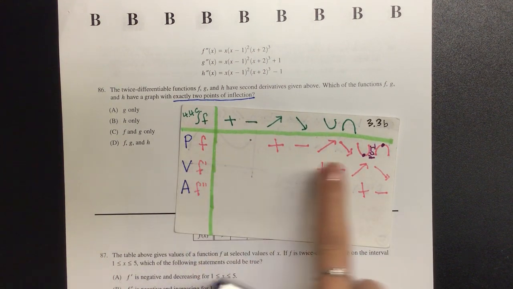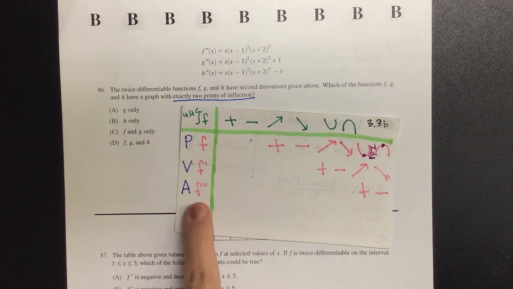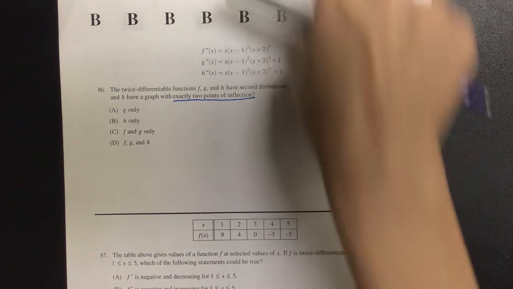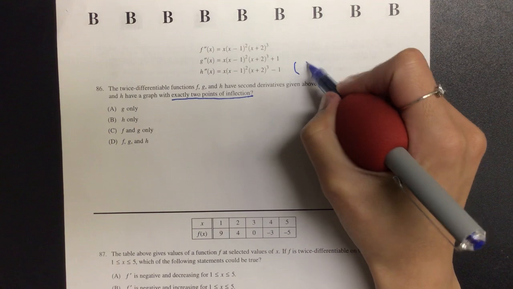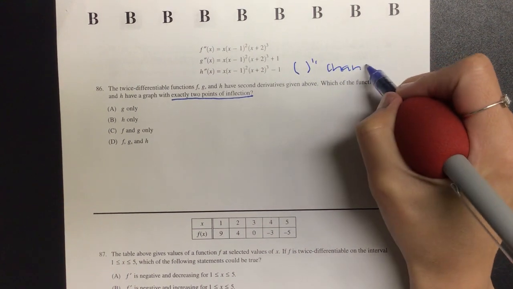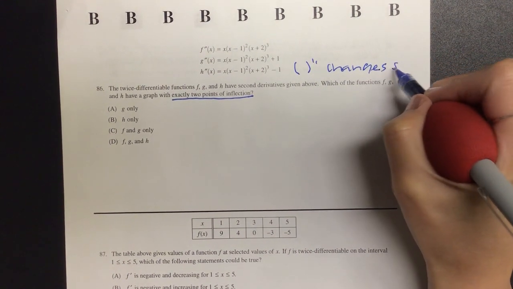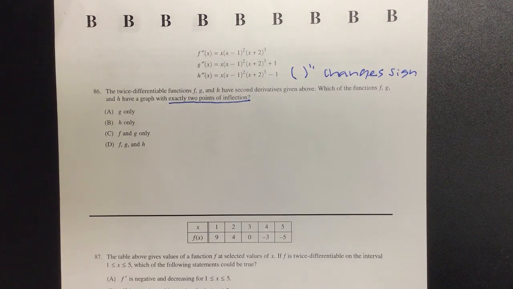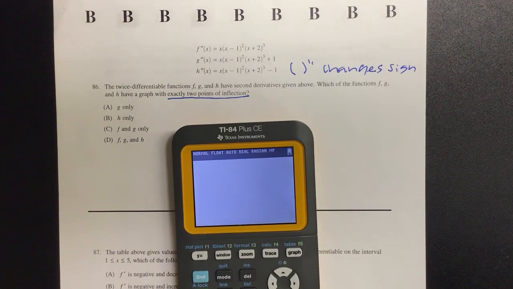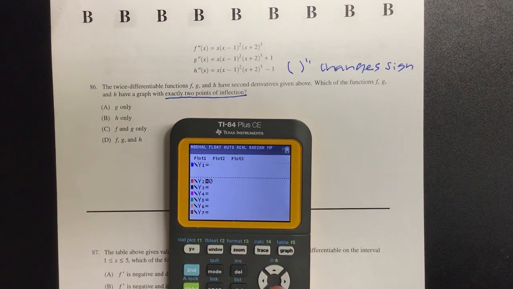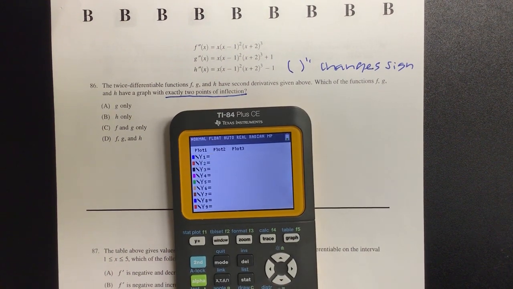The graph has a point of inflection when double prime changes sign. So I'm going to put on here my double prime changes sign. So I'm going to actually graph each individual. If you want to graph it one at a time, you can. If you want to do two or three, that's up to you. I think I'm going to do one at a time, so it's not overwhelming with too many graphs happening at once. So we're graphing first our f double prime.